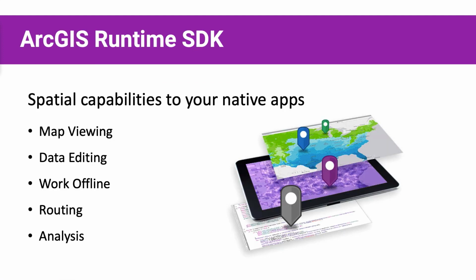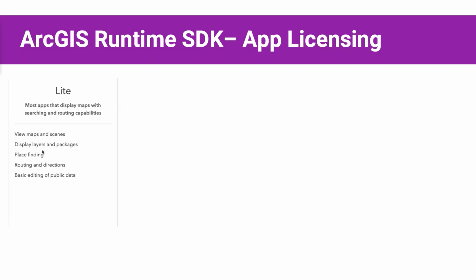The ArcGIS Runtime SDK is what powers the mapping capabilities of AppStudio apps, and it is licensed separately from the AppStudio product. The ArcGIS Runtime brings spatial capabilities such as map viewing, data editing, working with maps offline, routing, and analysis. There are different levels of the runtime licensing. First, we have the Light level. This gives us the ability to view maps and scenes, display data such as layers and packages, find places on a map, perform routing and directions, and editing of public data services. Many of the apps developed with AppStudio are using the Light Runtime license.